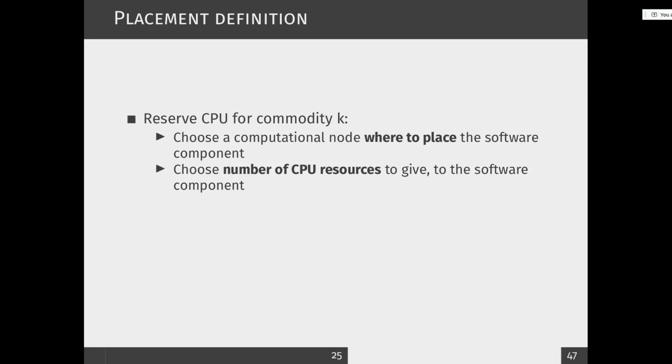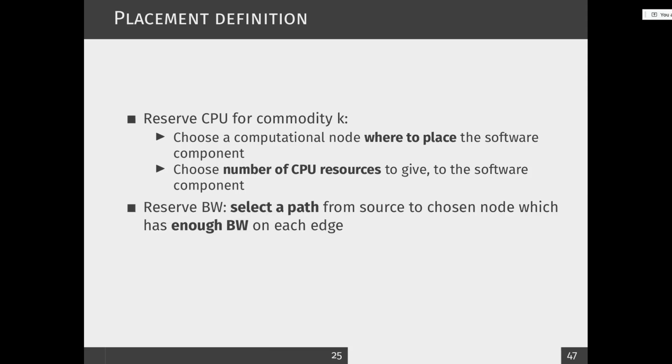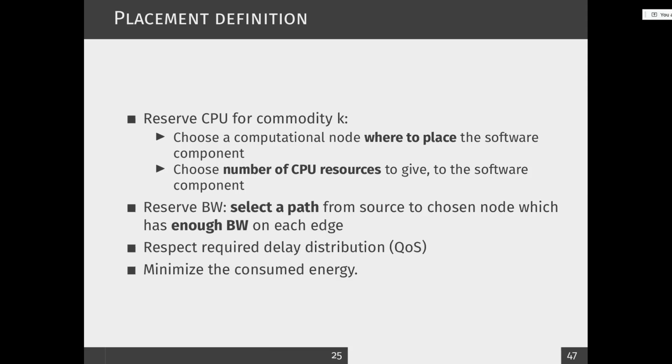What I call a placement in this problem is two things. First is to reserve CPU. Reserving CPU means you have to choose where to place the software component, and you have to choose how many resources you give to that software component that you just placed. The second part of the placement is to reserve bandwidth, from the source, the base station, to the place where you decided to place the software. And we have to respect the required delay distribution, our quality of service constraint, and to minimize the energy consumption.